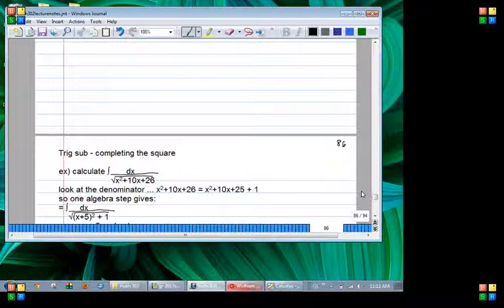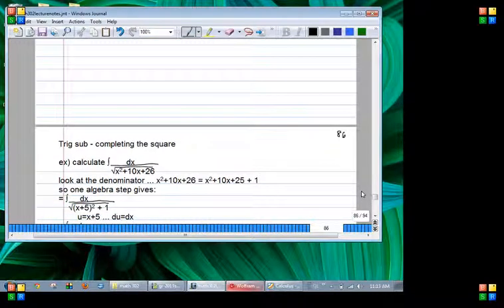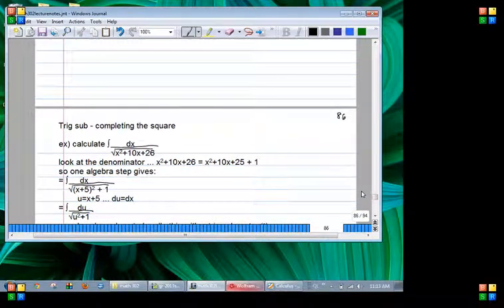Now we can do, let's see. You can do a trig sub directly if you're very clever. I'm not that clever, so I just did a u sub first. So I said let u equal x plus 5, so du is just dx. And now that gives us this integral.